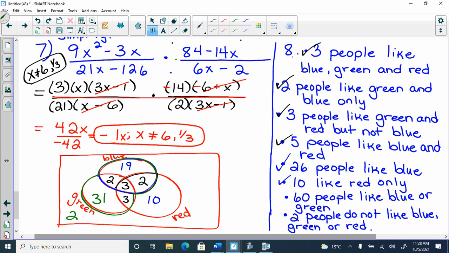Do you see how if it says only, we don't what? Subtract. If it says this and this, but not this, that's only. So we don't subtract. If it doesn't have the word only, you better be subtracting. Okay? Very different. Do you see the difference between the two? It says only, don't subtract. If it doesn't say only, subtract. Work your way from inside out.